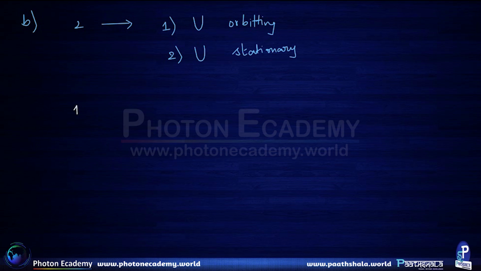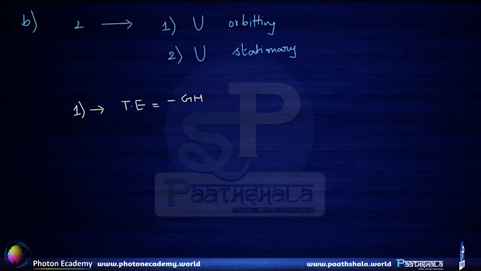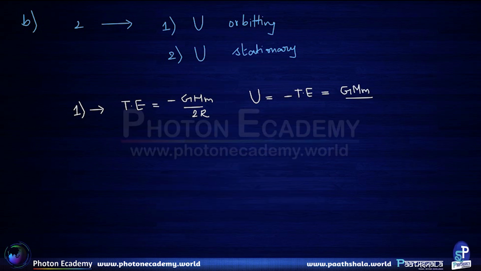So for the first part, as the satellite is orbiting, we just saw that total energy is minus GMm by 2r, and the energy required to project this satellite out of the gravitational influence will be minus of total energy, and this is equal to GMm by 2r.